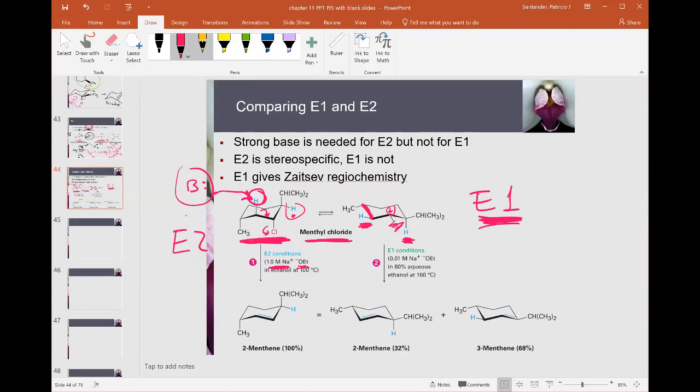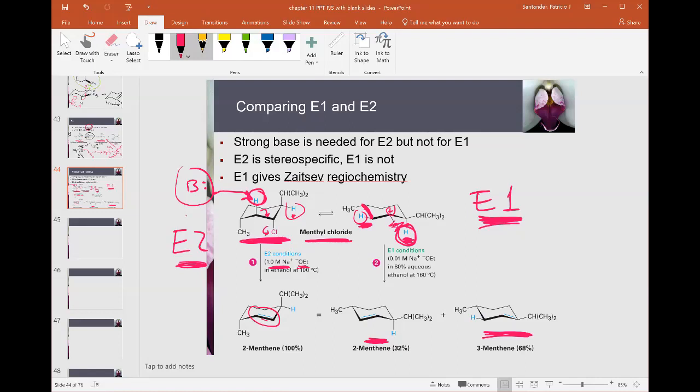Well, I would prefer to abstract the one that will give me the more highly substituted alkene, right? So I would prefer to abstract this one on the right because that is going to give me this product that is more highly substituted. I can abstract the other as well, right? But the other one will give me a di-substituted alkene, so it's not so appealing. In the case of the E2 elimination, I was forced to abstract that proton because I didn't have any other option, because there was the requirement of antiperiplanar, right?